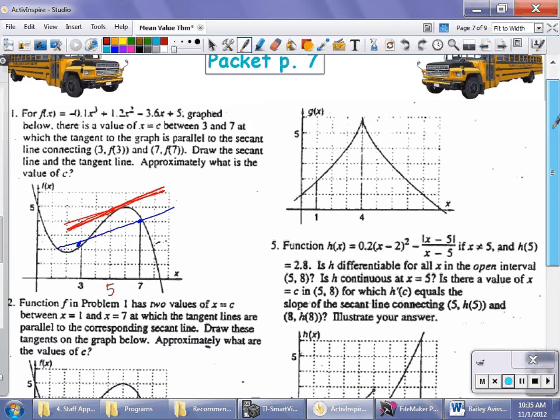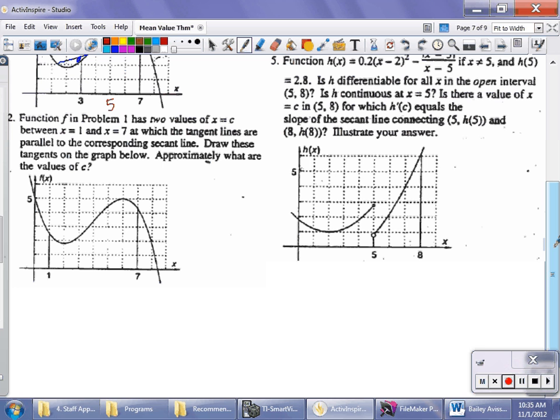In this graph, number 2, same thing. We have a closed continuous differentiable interval. There's my secant line. And in this case, it looks like there's at least twice, probably about here and about here, so there are 2 values, at which the slope of the tangent line is equal to the slope of the secant line.